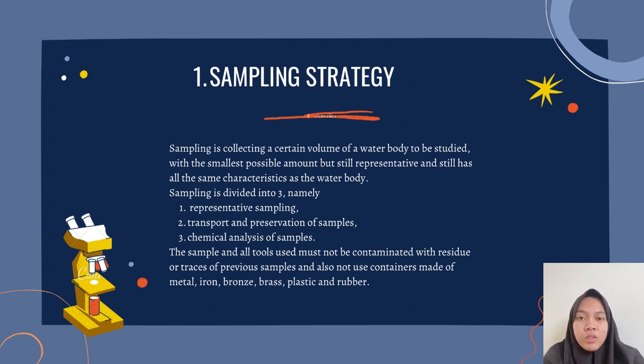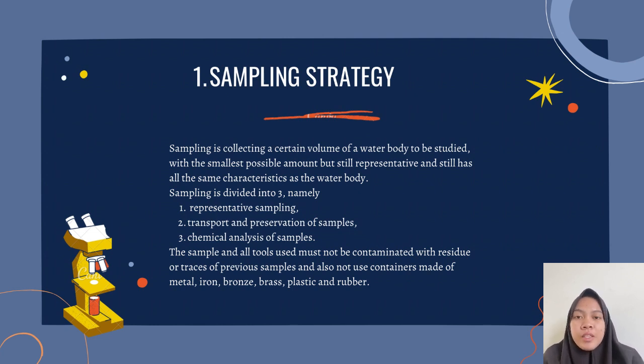Contamination from metals in sampling equipment which may dissolve in the sample must be prevented. Iron, brass, bronze can be dissolved in acidic or basic water, while plastic and rubber materials can be dissolved in industrial wastewater containing organic solvent or oil and gasoline.